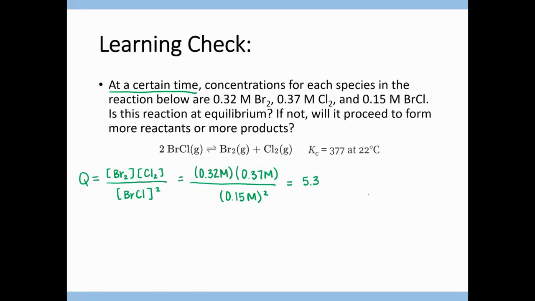So we have Q, we have K. Think and discuss with classmates around you. What does this mean? Is the reaction at equilibrium? And if not, which direction will it proceed? To form more products, so to the right, or form more reactants to the left?